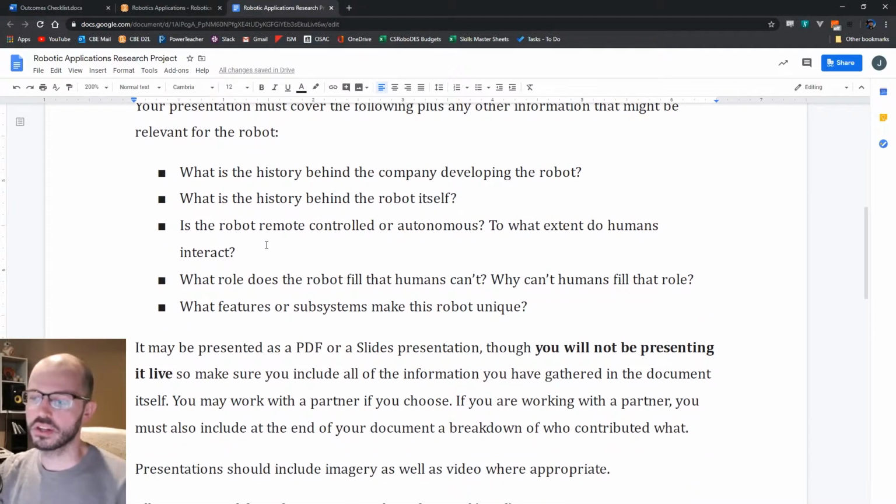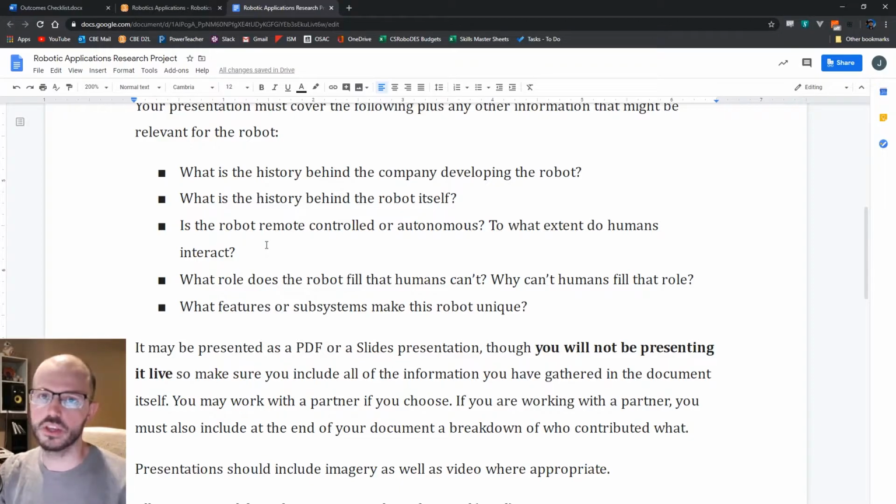Can you tell me if the robot is remote controlled or autonomous, or some mixture of the two? Basically, to what extent do humans interact with the robot? Is someone controlling every single action of it? Is someone doing no control at all? Or are humans doing some control and there's some assisted software doing some of that control?